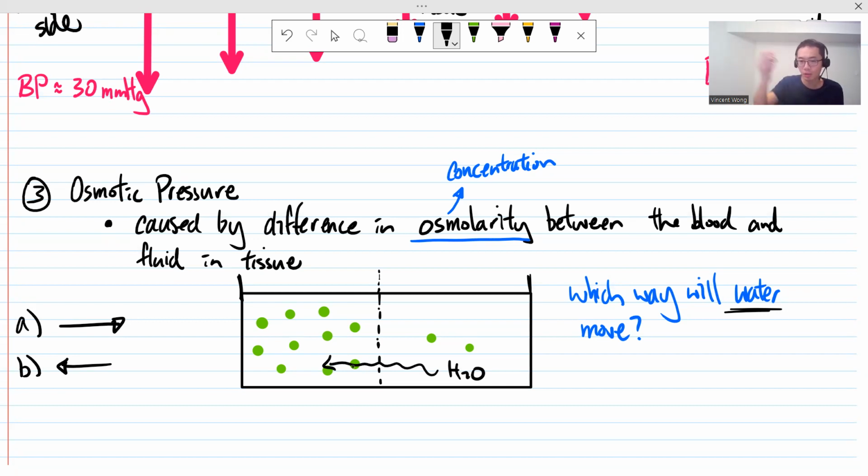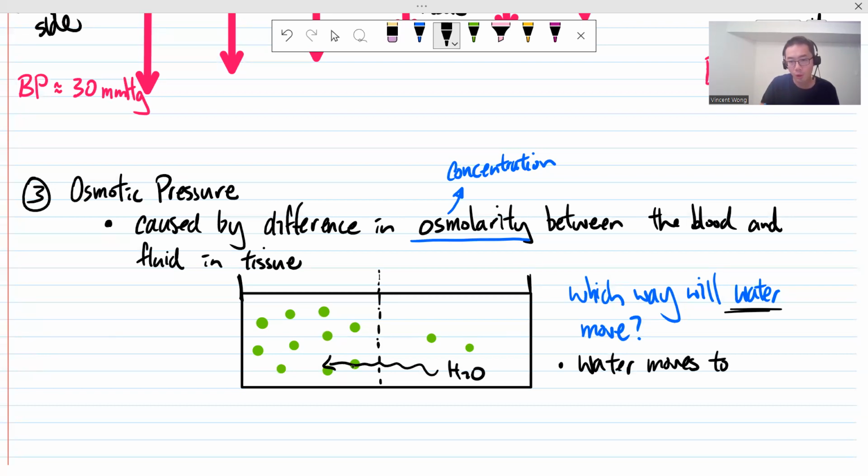Remember last semester I told you if you put salt in your mouth and hold it there, the salt basically makes you drool, right? Sucks all the saliva out of your mouth. That's basically what's happening here. The solute is drawing the fluid towards itself. Okay, so water moves towards the more concentrated side.